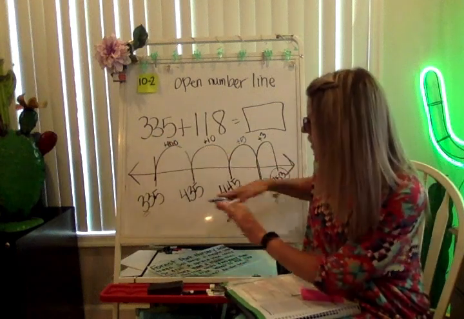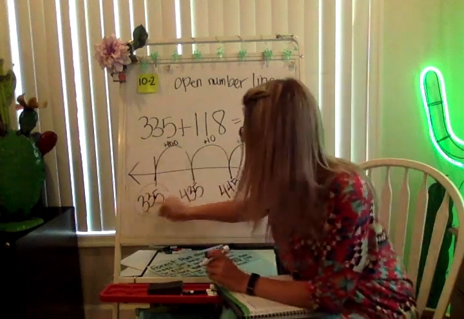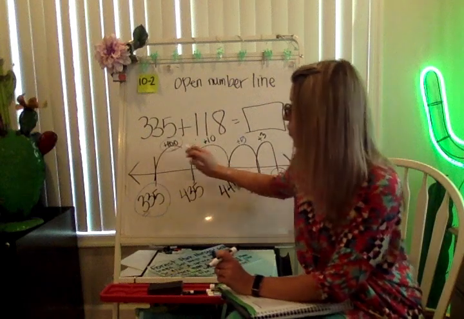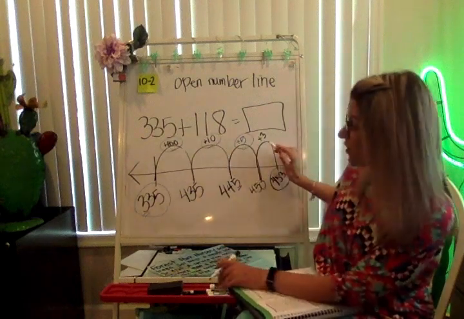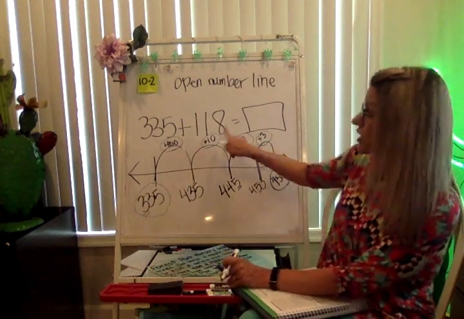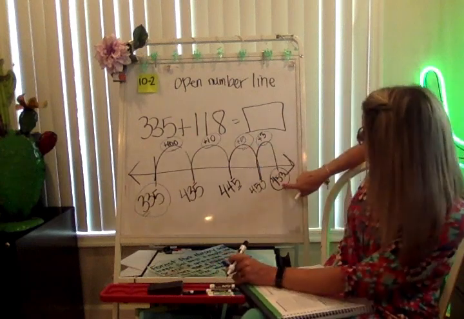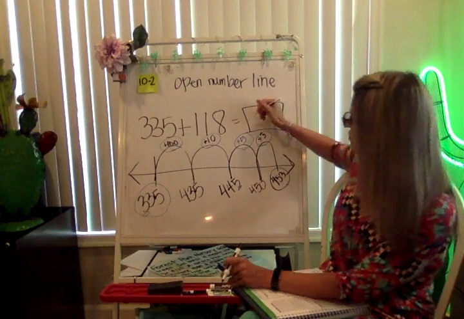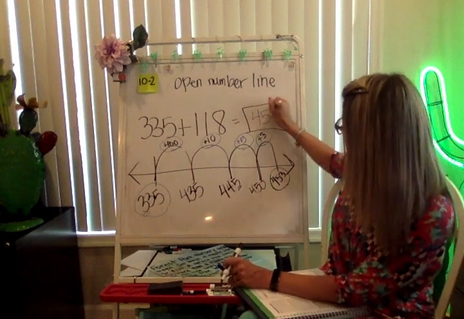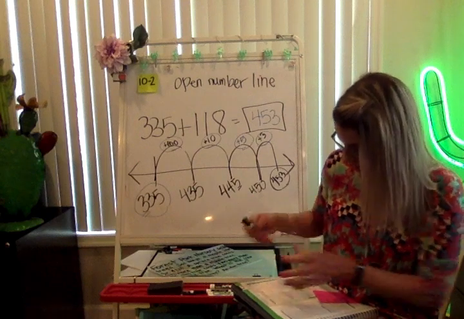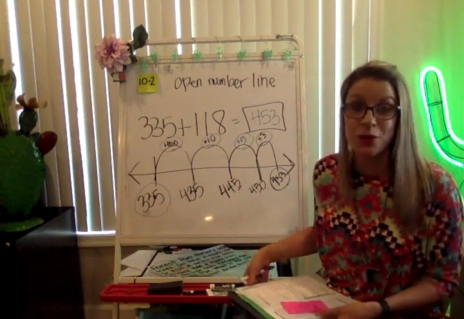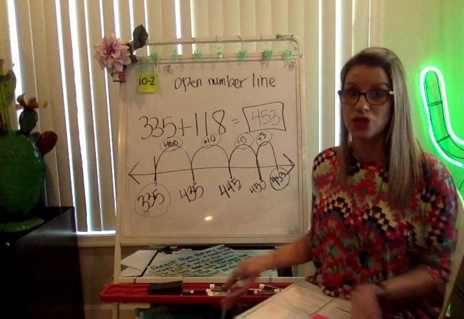335. I've got it right here. I need to add 118. 100 plus 10 is 110. Plus 5 is 115. Plus 3 more is 118. So my sum is 453. This is how you can use an open number line in order to show addition.